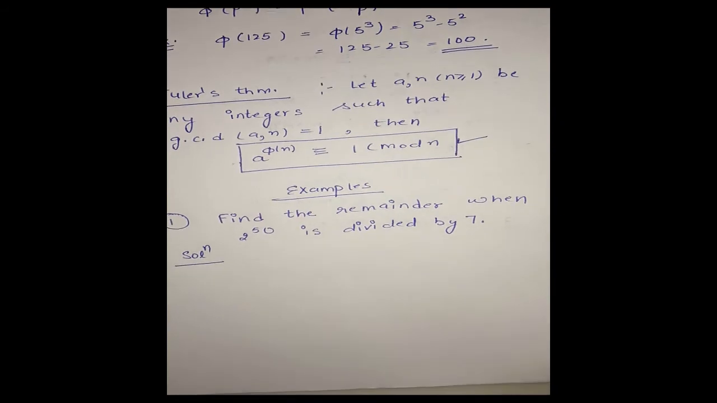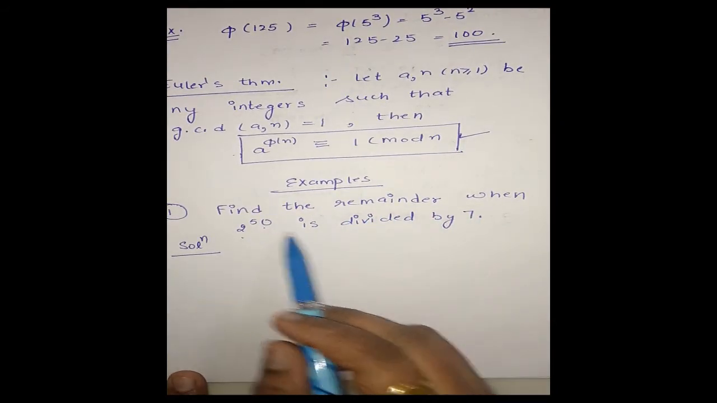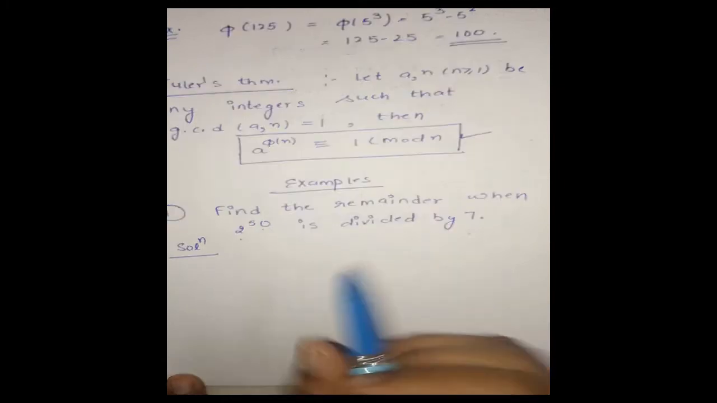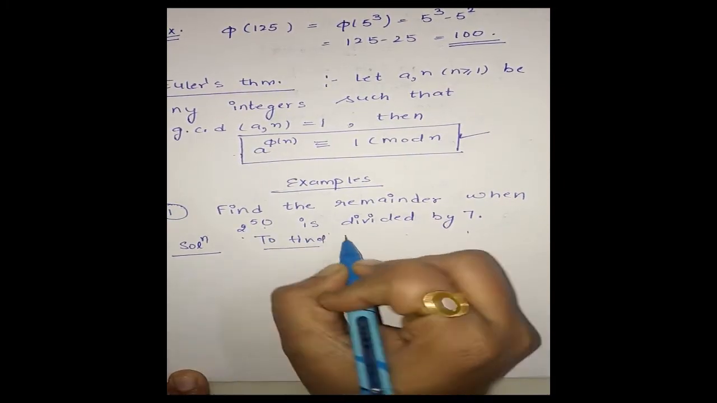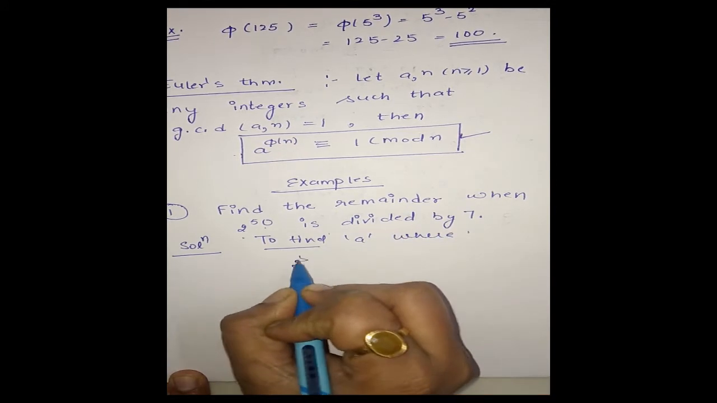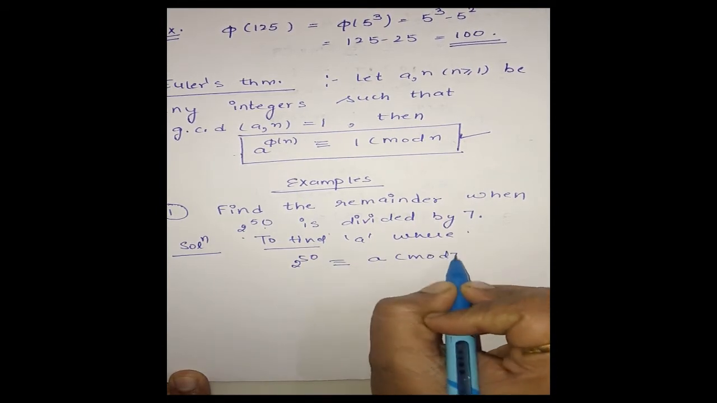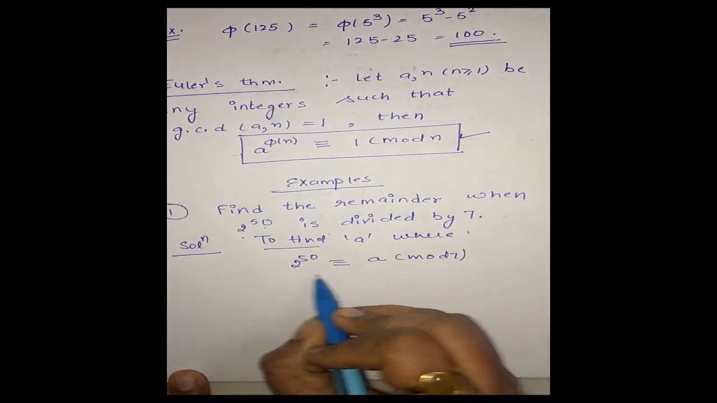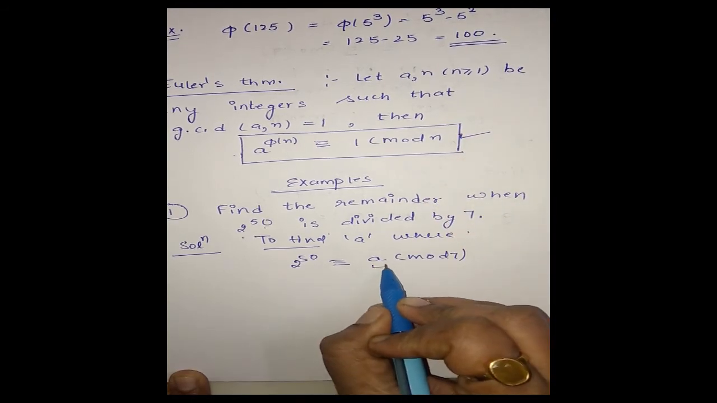Now we come to the examples. The first problem is: find the remainder when 2 power 50 is divided by 7. Okay, that means we want to find a, where a is given by this congruence: 2 power 50 is congruent to a modulo 7. Now here we are going to use this Euler phi function in order to find a.